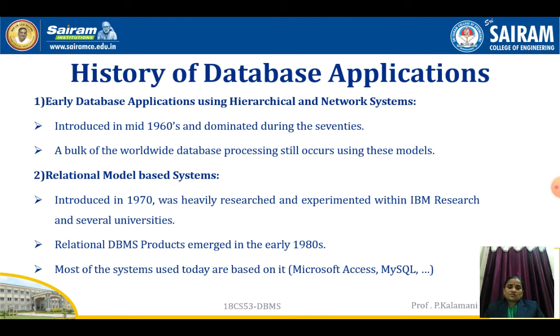It was introduced in the mid 1960s and dominated up to the 1970s. The two data models that dominated are the hierarchical data model and the network data model. In the hierarchical data model, from the name itself, a hierarchy is maintained, like a parent-child relationship. And in the network data model, a graph-based structure is used.